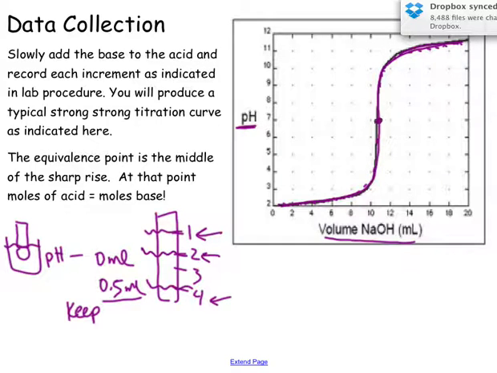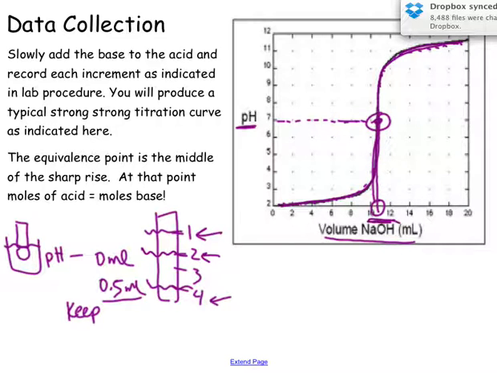I want you to notice something. Since this is a strong acid, strong base, when it's totally 100% neutralized, what is our pH? It should be 7, right? So notice that at the middle of this sharp rise, the pH is 7. That's what we're looking for.